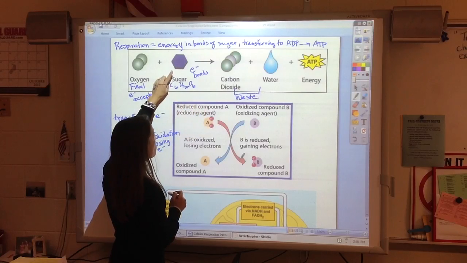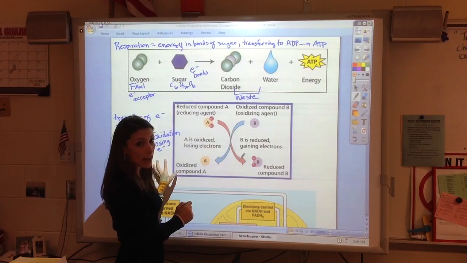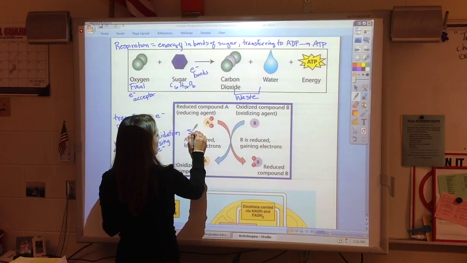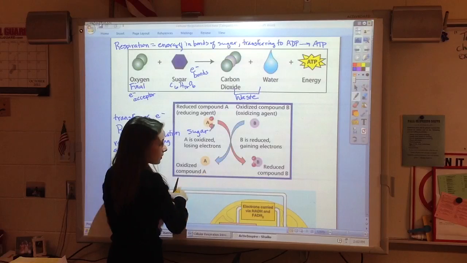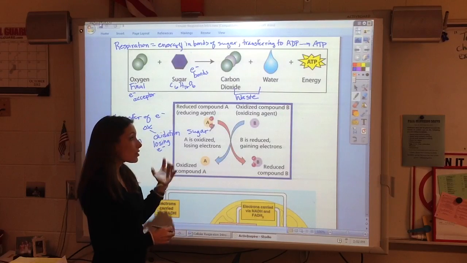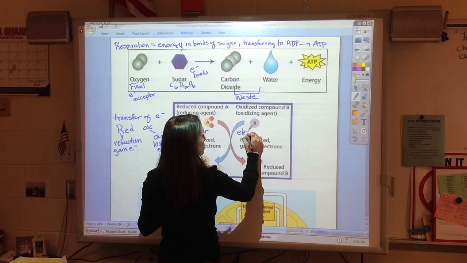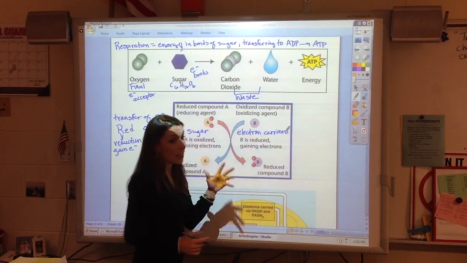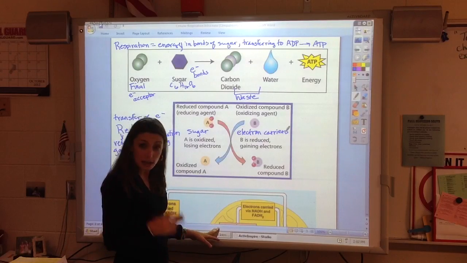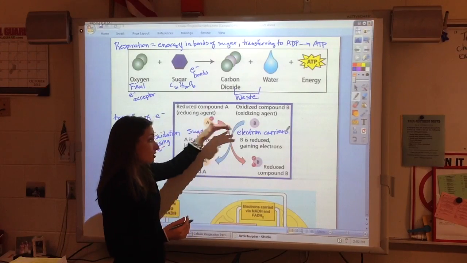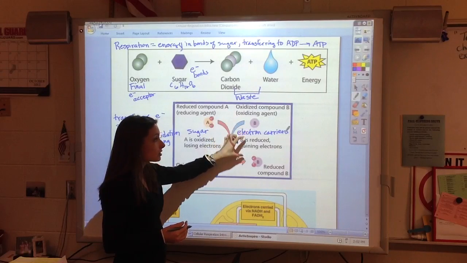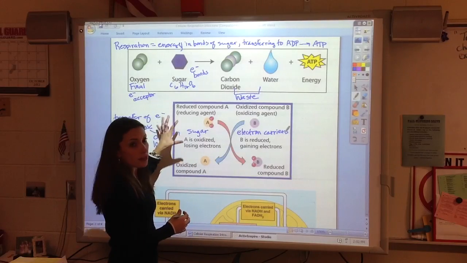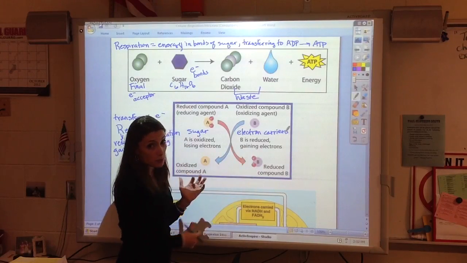Because what we're going to see is that we're going to take the electrons away from sugar. So if sugar is losing electrons, sugar is becoming oxidized. We're going to have electron carriers. They're going to carry the electrons, we'll see in just a second, to our electron transport chain. And the electron carriers are accepting the electrons and will become reduced. So being very familiar with the terms oxidize and reduce is really important.